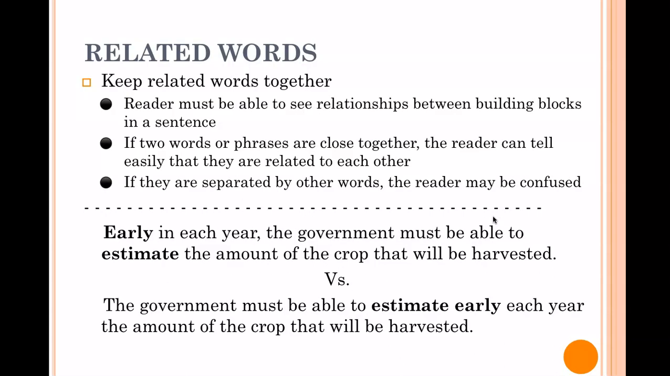Related words. Keep related words together. Readers must be able to see the relationship between the building blocks in a sentence. If two sentences or phrases are close together, the reader can tell easily that they are related to each other. If they are separated by other words, the reader may be confused. You can see this example. "Early in each year, the government must be able to estimate the amount of the crop that will be harvested," which can be better written as "The government must be able to estimate early each year the amount of the crop that will be harvested."